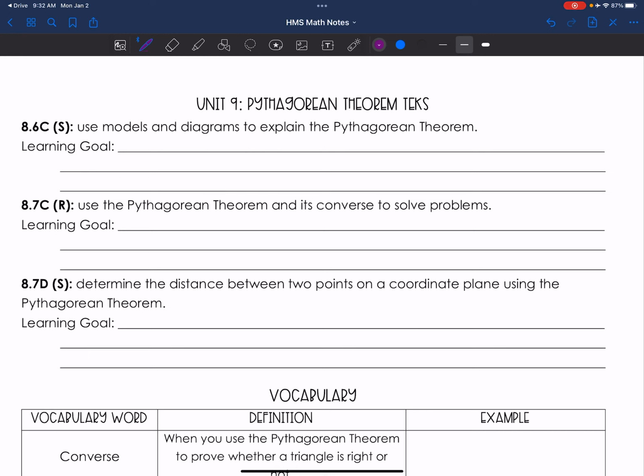So, in any case, we're going to get into 8.6c, which is a supporting standard. And all we're going to do today basically is just to fully understand how Pythagorean theorem works and all the ins and outs of a right triangle.